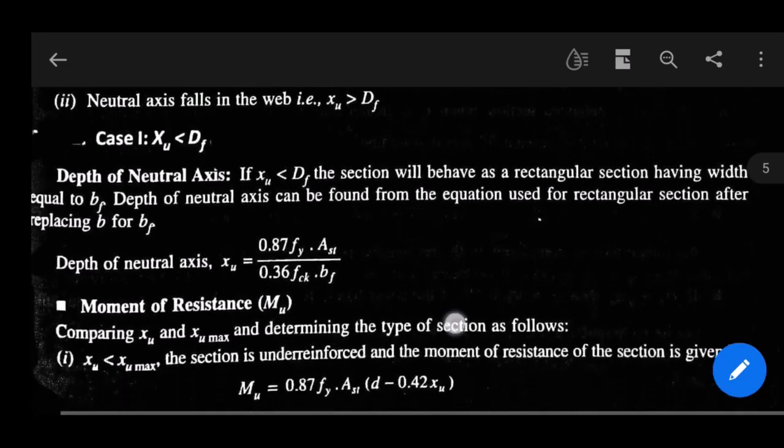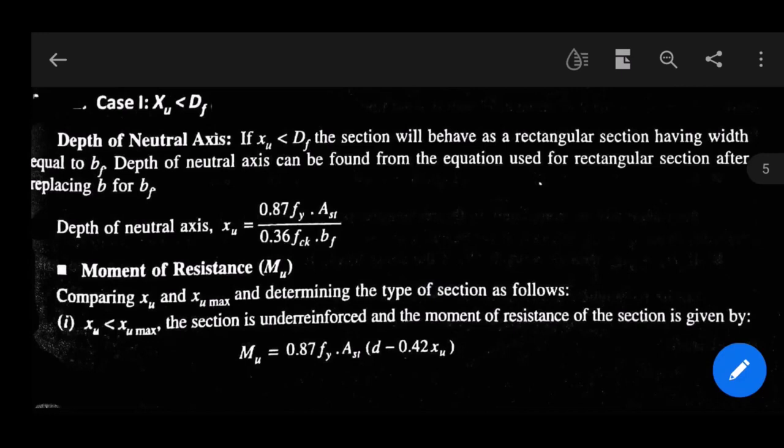Now the depth of neutral axis. If XU is less than DF, the section will behave as a rectangular section having width equal to BF. The depth of neutral axis can be found from the equation used for a rectangular section after replacing B with BF. So XU is equal to 0.87 FY AST by 0.36 FCK BF. This formula is known to you, which is given in Annex G of IS 456-2000. We have just replaced B with BF.